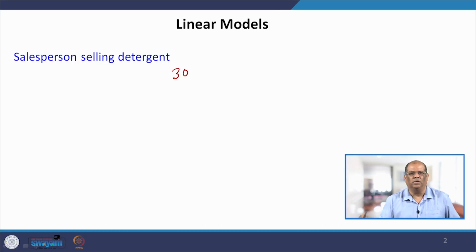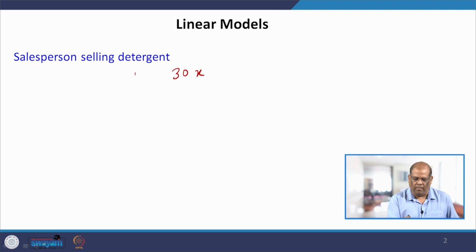Suppose a salesperson is selling some product, in this case a detergent, it can be Surf Excel, it can be Ariel. They put it in small pouches and the salesperson goes from home to home and sells them. Let us take the price of each pouch to be, say, 30 rupees, and he has a target to sell x numbers of them.